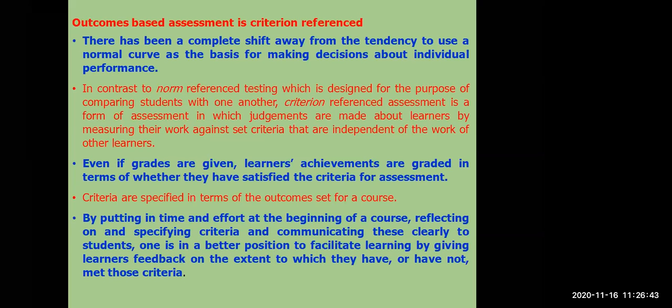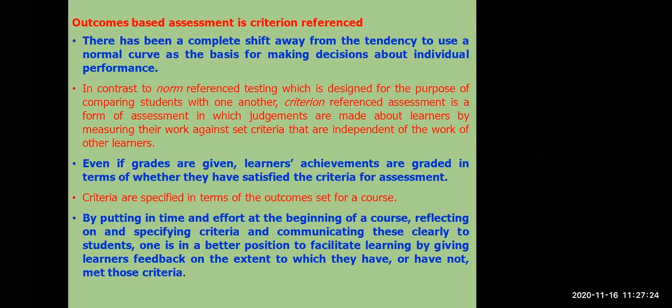In contrast to normal reference testing, which is designed for the purpose of comparing students with one another, criteria reference assessment is a form of assessment in which judgments are made about learners by measuring their work against set criteria that are independent of the work of other learners. That means if somebody else had jumped 6 feet, I say, okay, no problem, but you should also jump. It is not that if somebody else has jumped 5 feet, you should also jump 5 feet. If somebody has jumped 5 feet, he is unfit. So the new student has to be compared with 6 feet only.